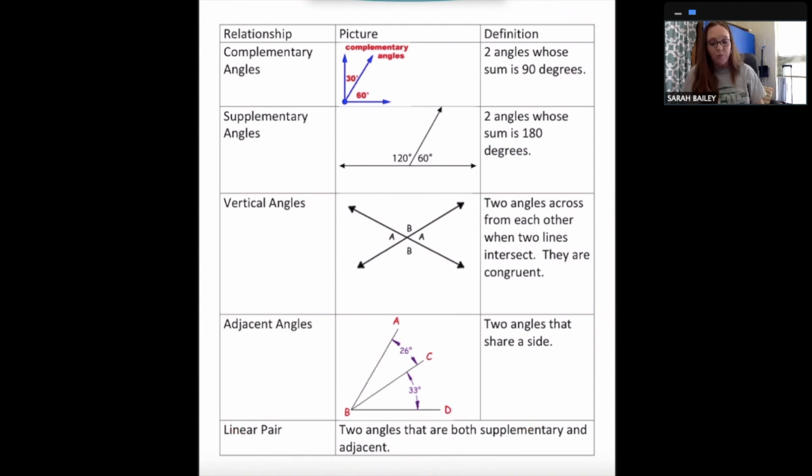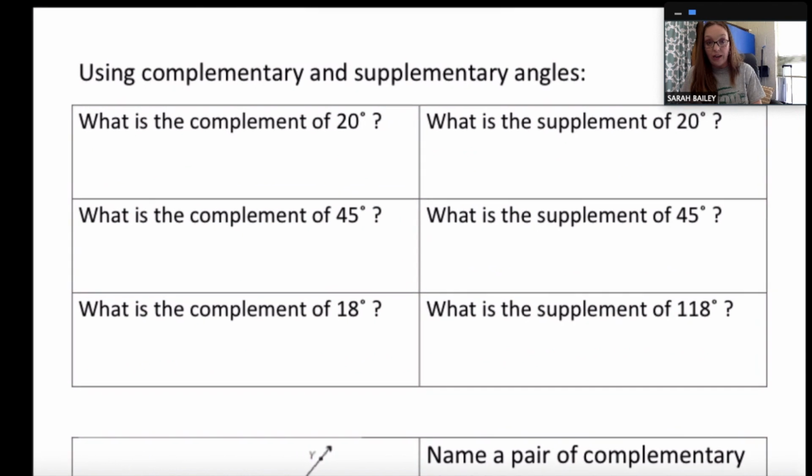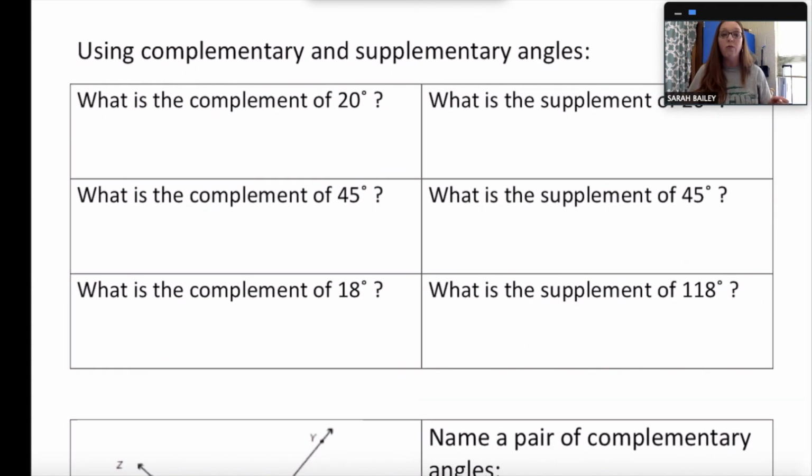Okay, now that you've had an opportunity to do that, let's go to the next page, and we're going to do a few examples. The directions up here at the top say, using complementary and supplementary angles. The first question, what is the complement of 20 degrees? Remember that when you're talking about complementary angles, you're talking about two angles that add up to 90.